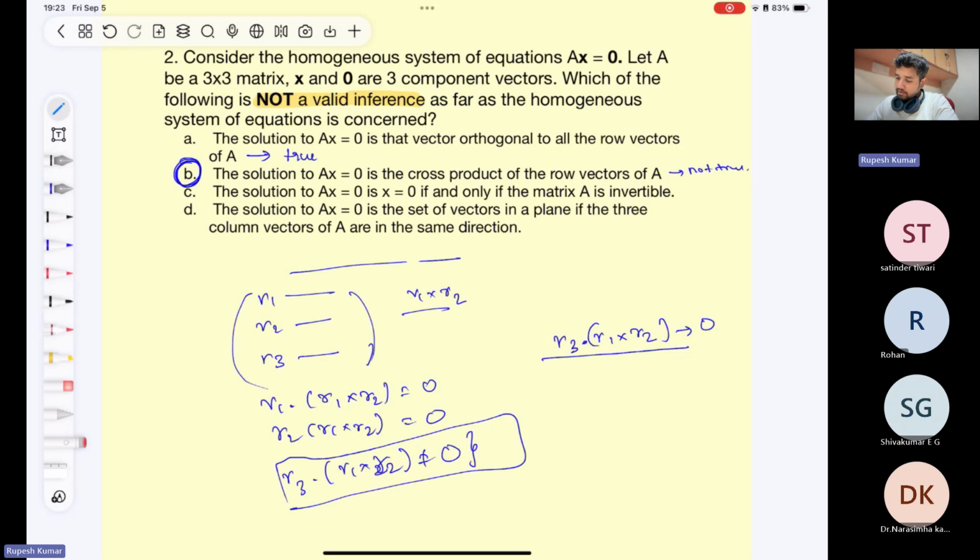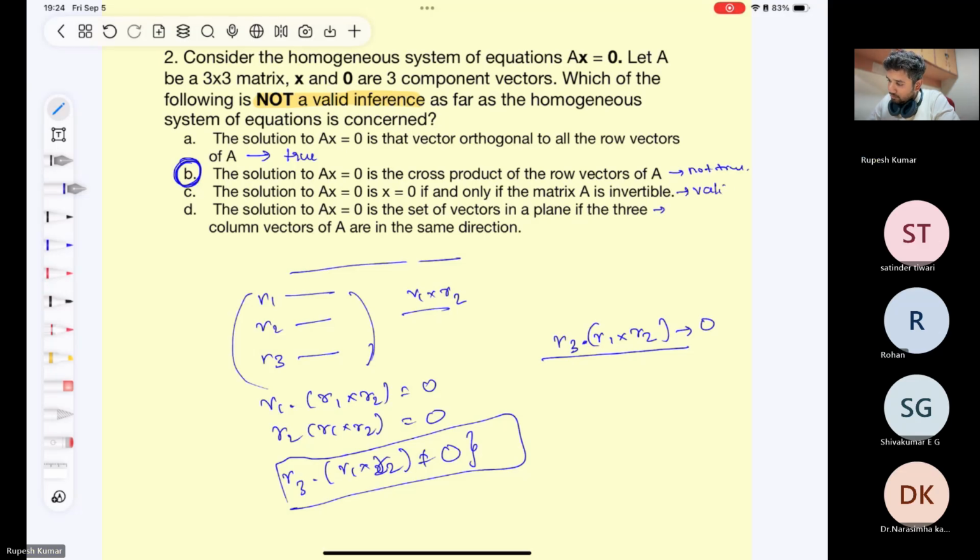So let's get to option C. The solution is zero if and only if matrix A is invertible. Basically, option C says x equals zero is the only solution if and only if the matrix A is invertible, right? This means the trivial solution only exists if the matrix is full rank, that we already saw. So option C is a valid inference. So this is not the option answer that we want.